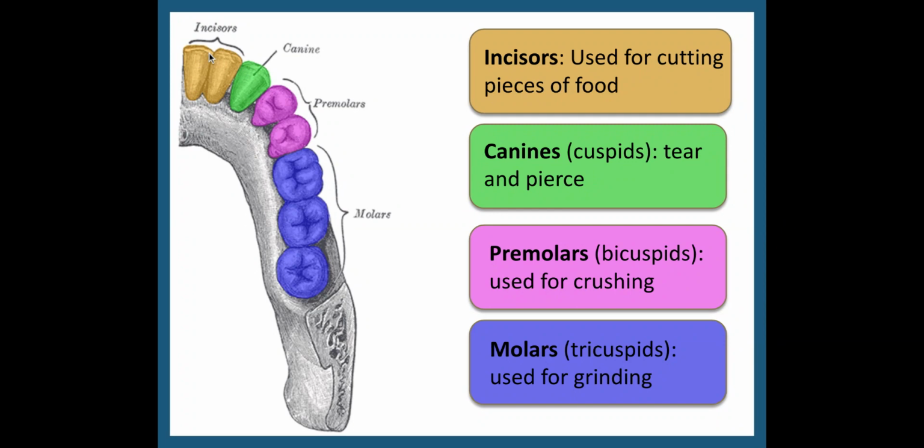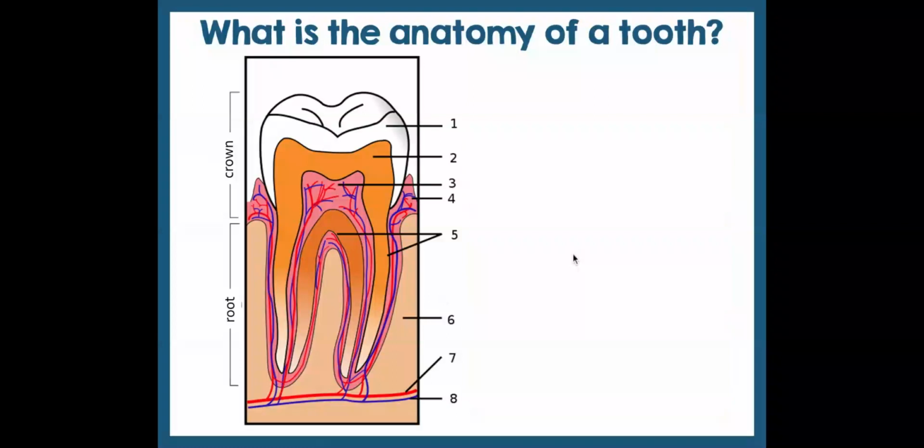incisors in the front. Now, you're supposed to have, under normal conditions, a mirror image of this on the other side of the mouth. I've only shown you one side. Now, if you focus in on just one tooth, we can identify a little bit of the anatomy. I won't go too deep here, but here's just some of the anatomy of the tooth.